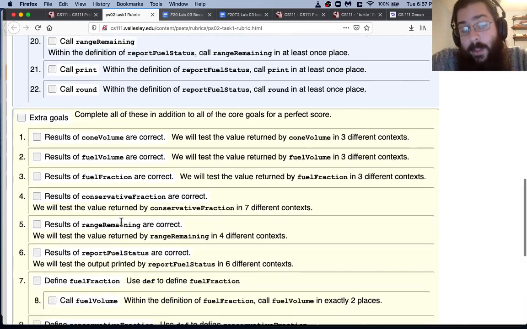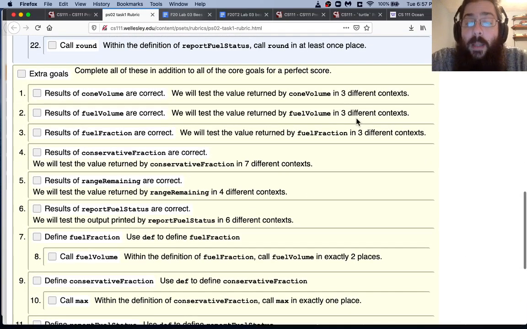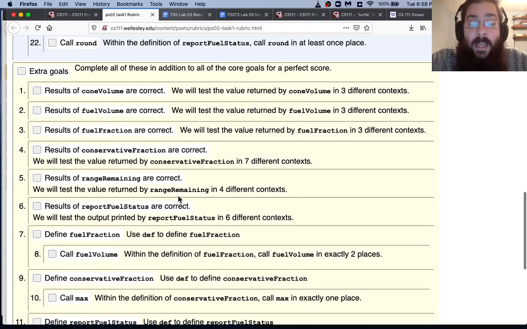For the extra goals, we have 3 more tests each of cone volume and fuel fraction, probably with more interesting inputs. We have 7 different tests for conservative fraction. We have 4 different tests for range remaining and 6 tests for report fuel status. So these are the more advanced and trickier tests to get right. Notice that none of these tests will test any of those weird inputs that we said in the problem set description we're not going to test.